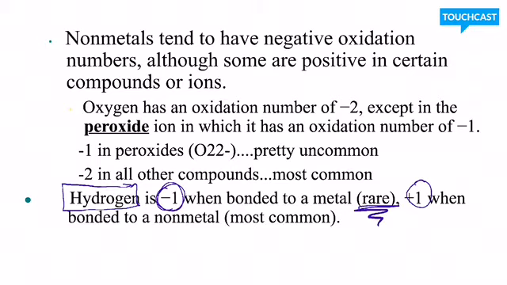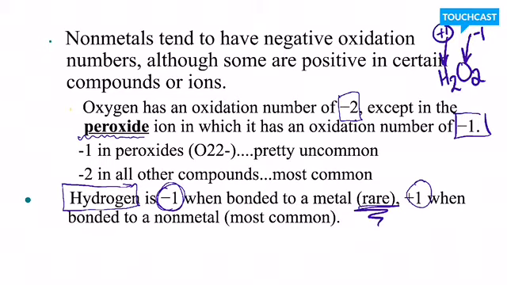Okay, oxygen typically has an oxidation number of -2. The only exception is when you have the peroxide ion. The peroxide ion actually has a -1. So if I gave you a bottle of hydrogen peroxide, each oxygen would have a -1 oxidation number. Hydrogen peroxide looks like this, H2O2, that's the formula. Each hydrogen would have a +1 oxidation number, but each oxygen here would have a -1 oxidation number. So with 2 positives and 2 negatives, the overall charge of this compound would be 0. That's why it's stable.